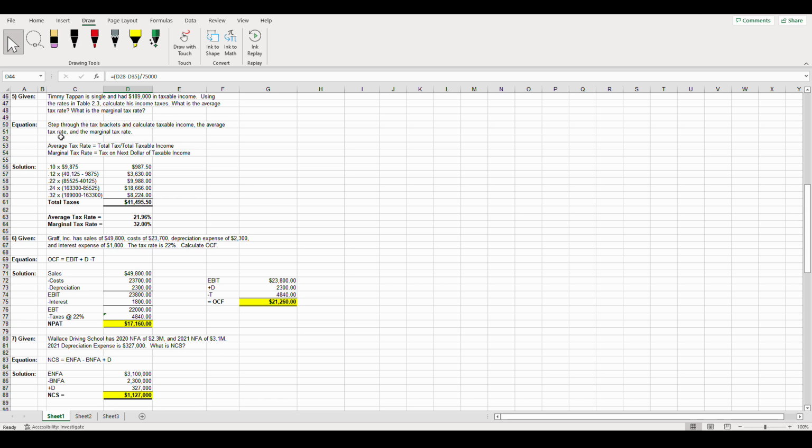So the formulas are average tax rate is total tax divided by total taxable income. So total tax bill divided by total taxable income. And then the marginal tax rate is the rate on one more dollar of taxable income. So I go into Chapter 2, Table 2.3, and I look at the various and sundry tax brackets. The first, 9875, is taxed at 10%, and that gives you $987.50. The second bracket is 12%, and that's taxed on the difference between $40,125 and $9875. That gives you $36.30 of taxes.